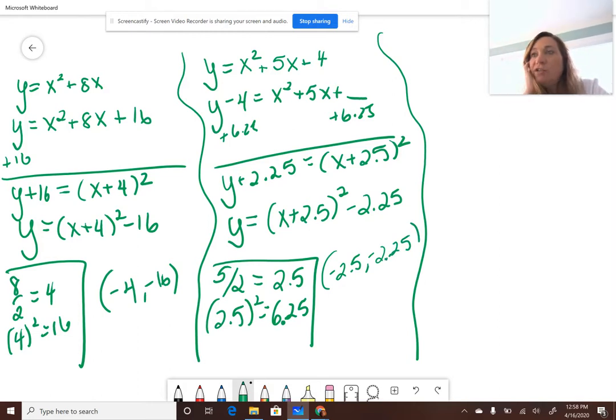You would have to change your table set to go up by like 0.5. So on the calculator, if you want to do that, you would do second window, which is table set. Okay? All right, last one.